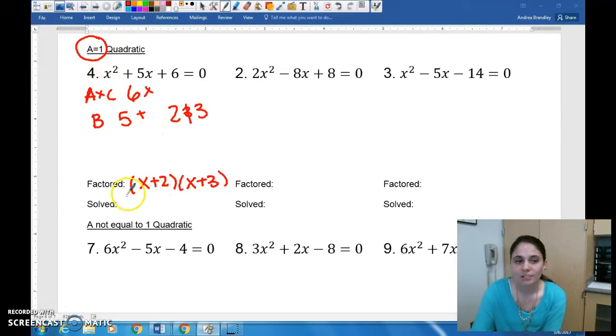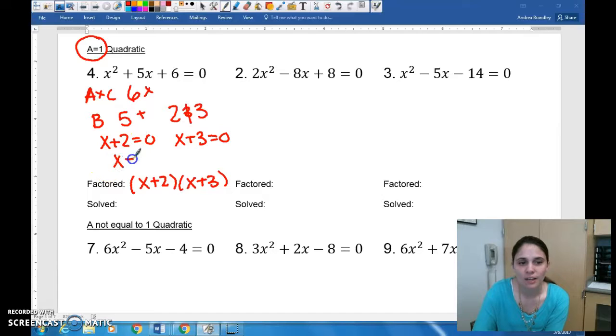And then to solve it, I solved just how I did the other ones. I set each of these factors to 0. So I set x plus 2 equal to 0, and x plus 3 equal to 0. And then I minus 2 from both sides, minus 3 from both sides. So x equals a negative 2 and a negative 3.